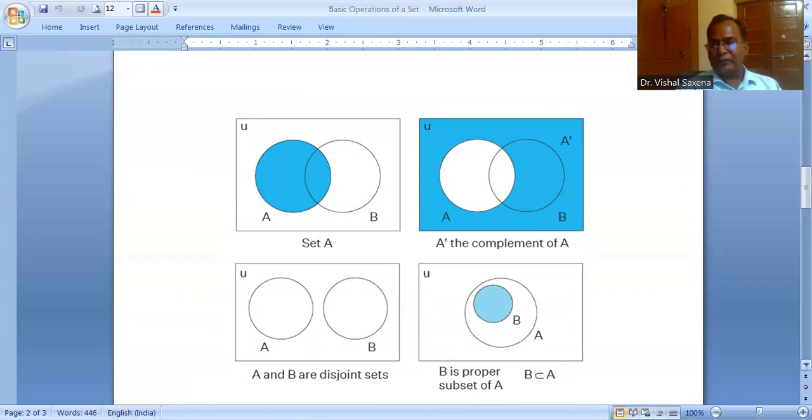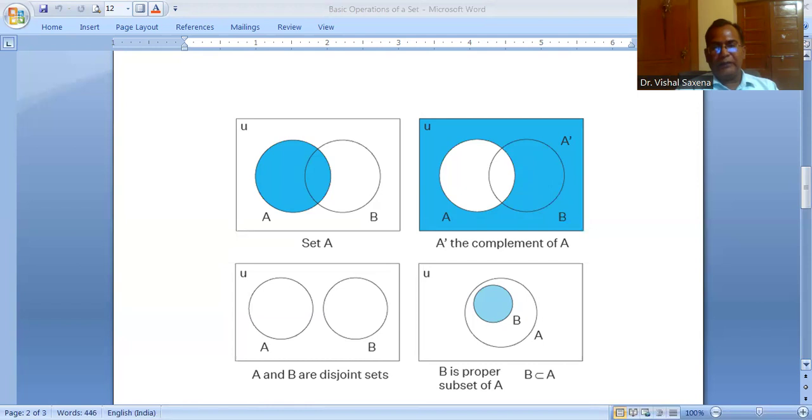In the first diagram, we can see the blue portion is given for the set A. So it is just showing the set A there. Then in the next Venn diagram, we can observe that the two sets A and B are given. Universal set U is given.